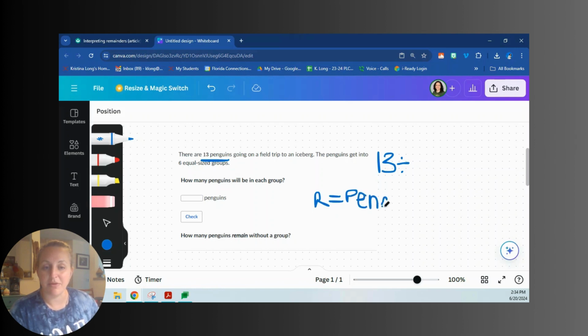I can't write very well with my mouse, especially when it's letters. I'm really good at writing numbers with my mouse, but letters take a lot of concentration. So because our dividend is penguins, our remainder is also going to be penguins.